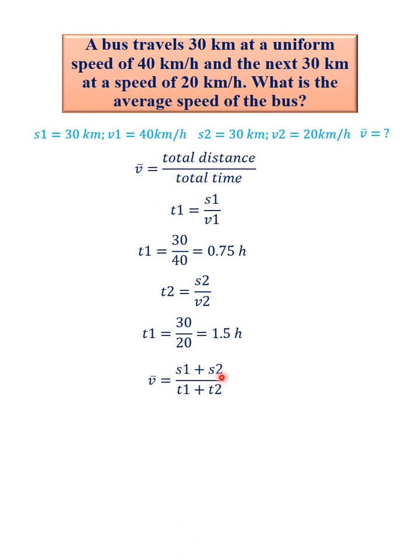Now we know the time, we know the distance, we can just calculate the average speed by summing up the distances, distance 1 plus distance 2, divided by time 1 plus time 2. Putting in values, distance 1 is 30 plus distance 2 is 30, divided by 0.75 time 1 plus 1.5 time 2. Just put this into your calculator, you are going to arrive at 26.67 km per hour. So this is the average speed.